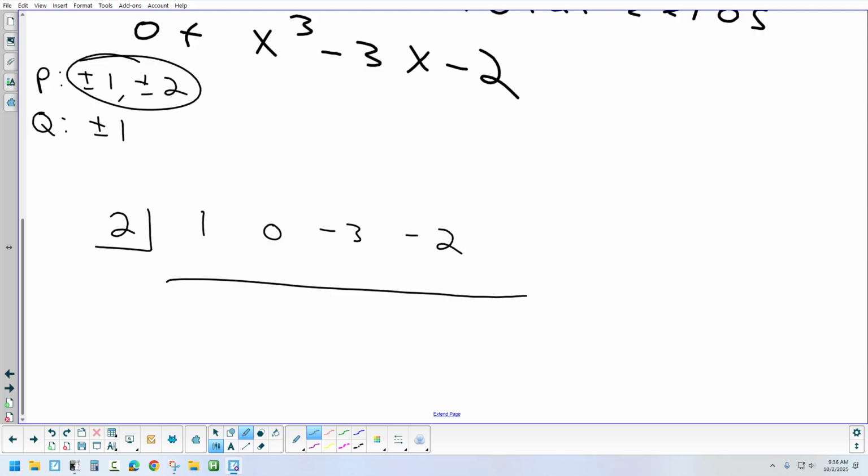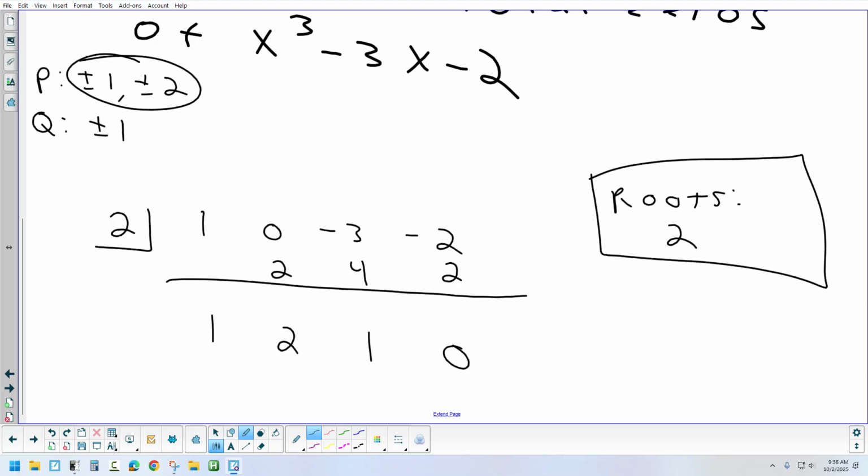Okay. So bring down the 1. 2 times 1 is 2. Add that up, we get 2. 2 times 2 is 4. Add that, we get 1. And 2 times 1 is 2. Remainder is 0. Okay, so we just proved 2. Well, we technically proved x minus 2 is a factor. 2 is a root. I got 2.